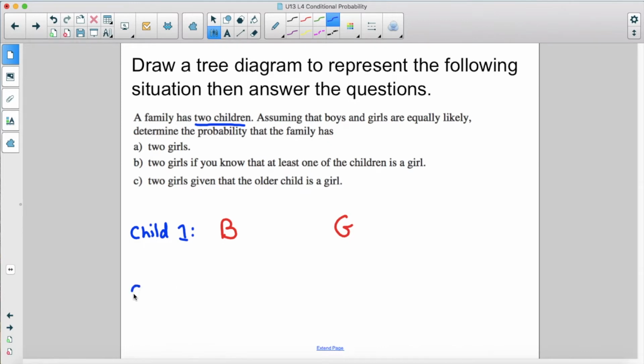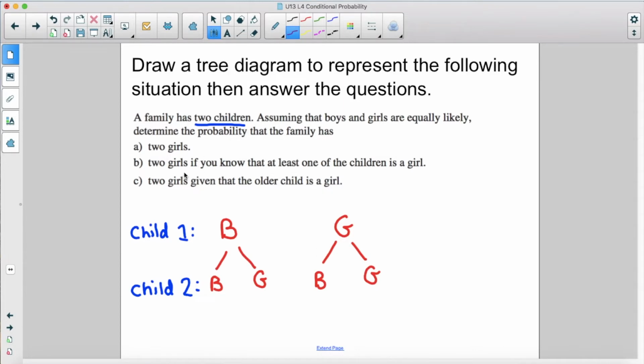Now we're going to figure out child 2. So if child 1 is a boy, the second child can either be a boy or a girl. If child 1 is a girl, the second child is either a boy or a girl. And this is now our tree diagram. So let's answer the questions.